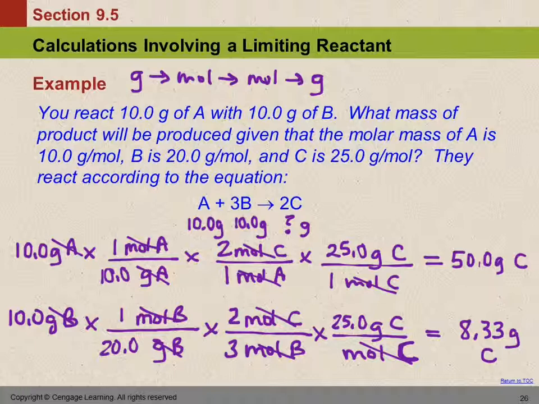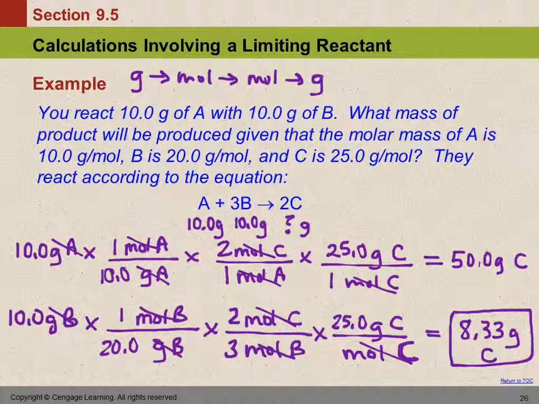Now just looking at the equation and the masses, it's not at all obvious that one of those 10-gram amounts is going to make so much more than the other, right? And that's why you actually have to do the calculation. So if we use up all 10 grams of A, we can make 50 grams of C. If we use up all 10 grams of B, we can make 8.33 grams of C. So what amount can we actually make? The 8.33. So at this point, you've done all the hard work, and all you do is you look at those two numbers and say which one is smaller.